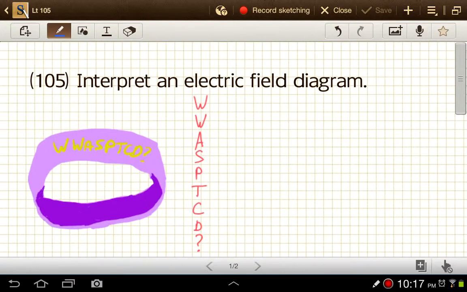In our study of electrostatics, we often find it useful to create, or use what somebody else has created, this thing called an electric field diagram.